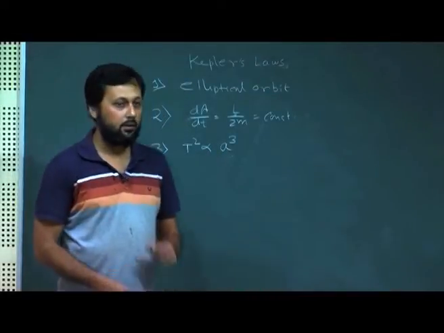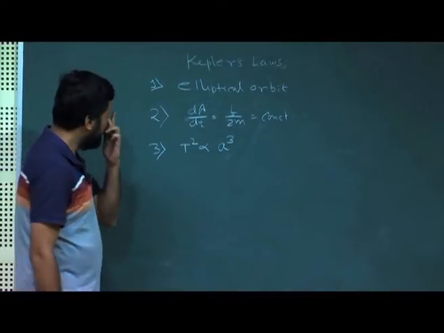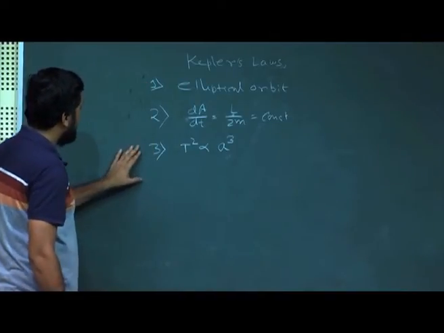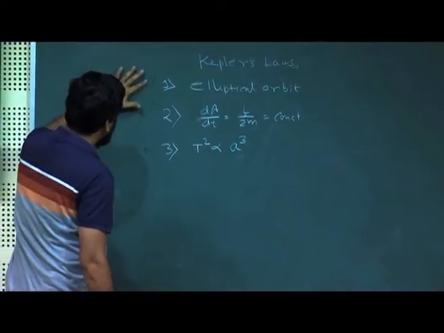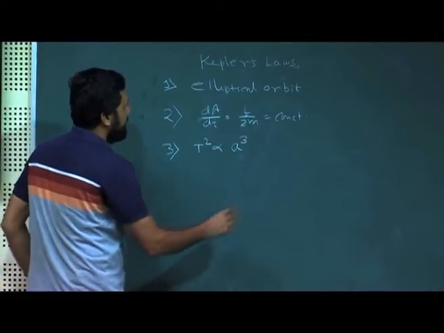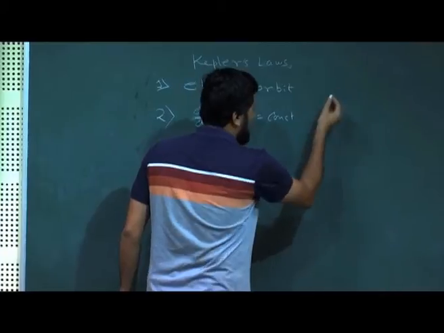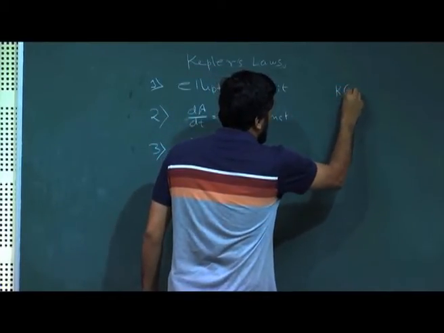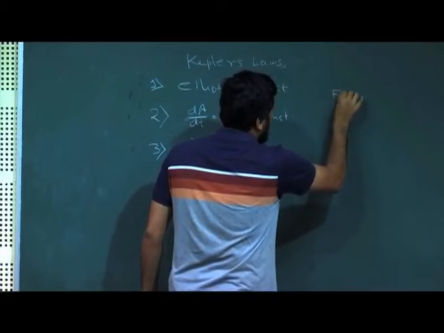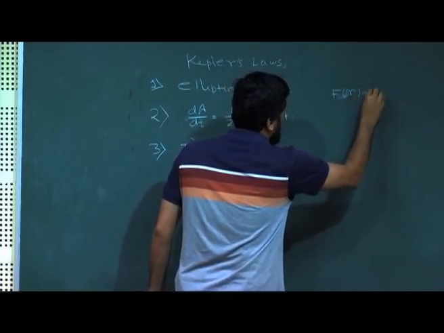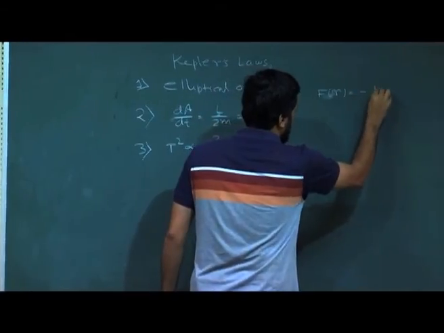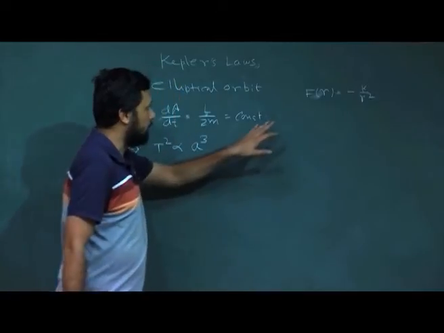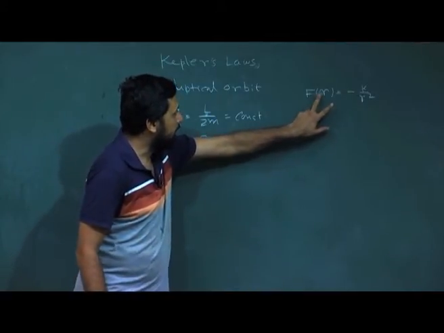Okay, so we continue our discussion on Kepler's laws. We discussed the three Kepler's laws. All of these laws are valid for our planetary system. So essentially, f of r is equal to minus K by r square. This is the force law for which these three laws are valid.